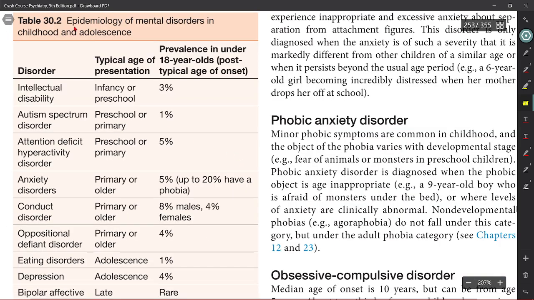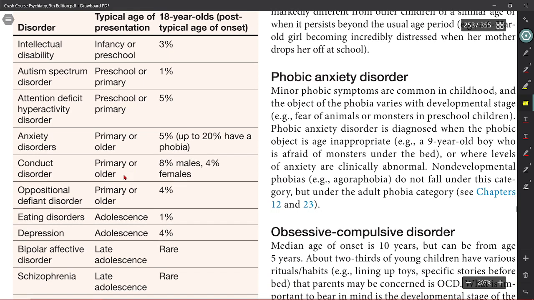Now let's talk about the epidemiology of mental disorders in childhood and adolescence. Intellectual disability. The typical age of presentation is infancy or preschool. The prevalence in under 18-year-olds is 3%. Autism spectrum disorder, preschool or primary age, 1%. ADHD, preschool or primary, 5%. Anxiety disorders, primary or older, 5%, and up to 20% have a phobia.